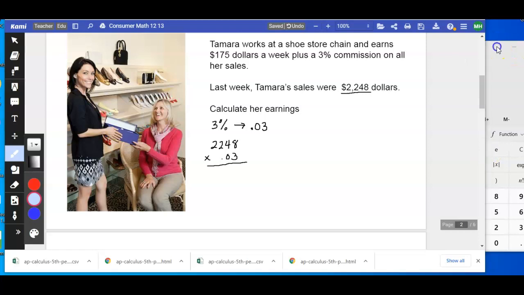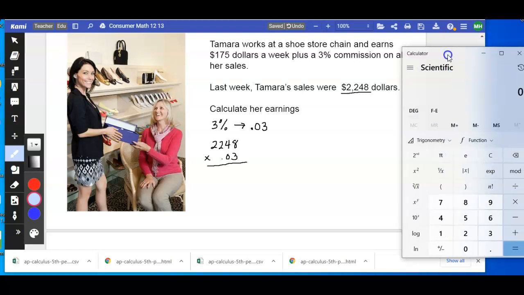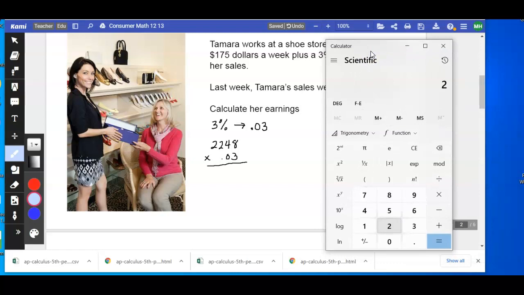I have a calculator over here. So that's what we're doing: $2,248 times 0.03 and equals, and there is her commission, $67.44. That's not her whole pay, that's only her commission. Once again, you just take the commission rate, 3%, times her sales to get the commission.